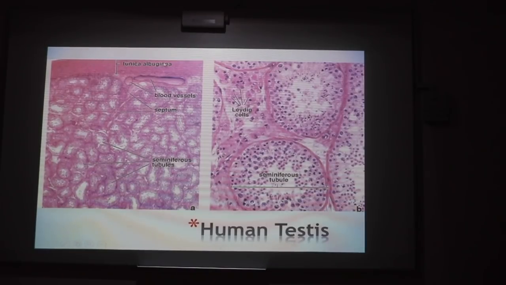This is the tunica albuginea. It is sending septa in, and these septa are going to divide the testes into lobules. Within each lobule there are highly coiled tubes, which are called the seminiferous tubules. There are about 3 to 4 very highly coiled tubes within each lobule, which are called the seminiferous tubules.